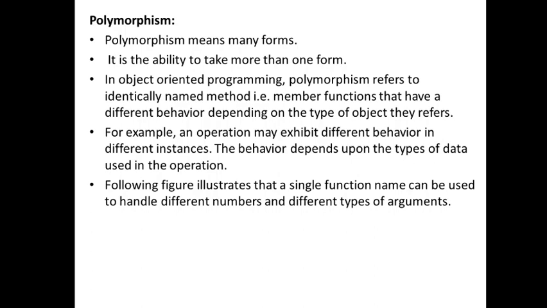I can give another example of polymorphism. For example, there is one add function. The add function will perform the addition of integer numbers, and it will perform addition of float numbers. So this is also an example of polymorphism. That means polymorphism is the ability to take more than one form.